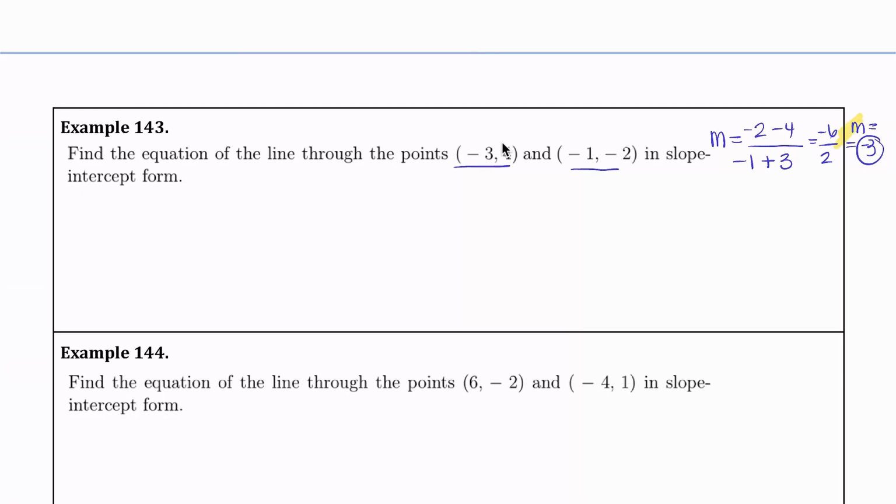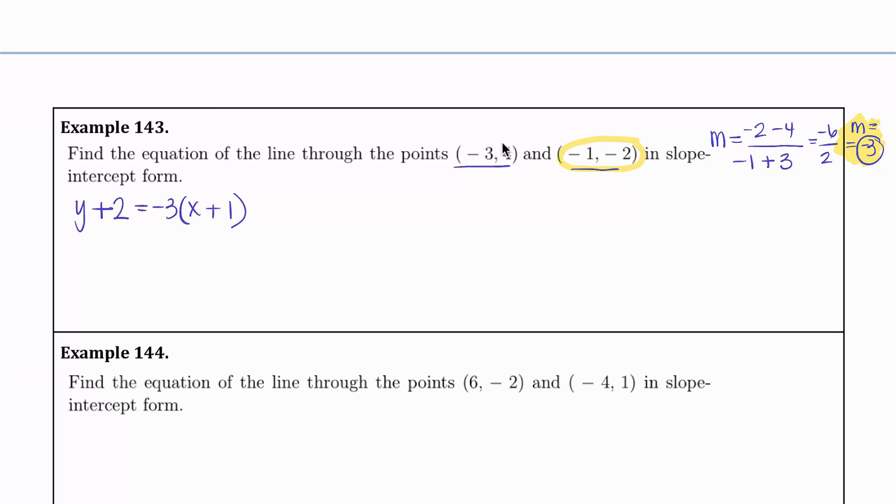All right, so let's use our slope that we just found. Let's pick whichever point looks easier. I'm going to use this point right here. Now we use our point slope formula. We have y minus y1, y minus negative 2, or y plus 2, equals m, which you just found, times x minus x1, or x minus negative 1. We can write that x plus 1.